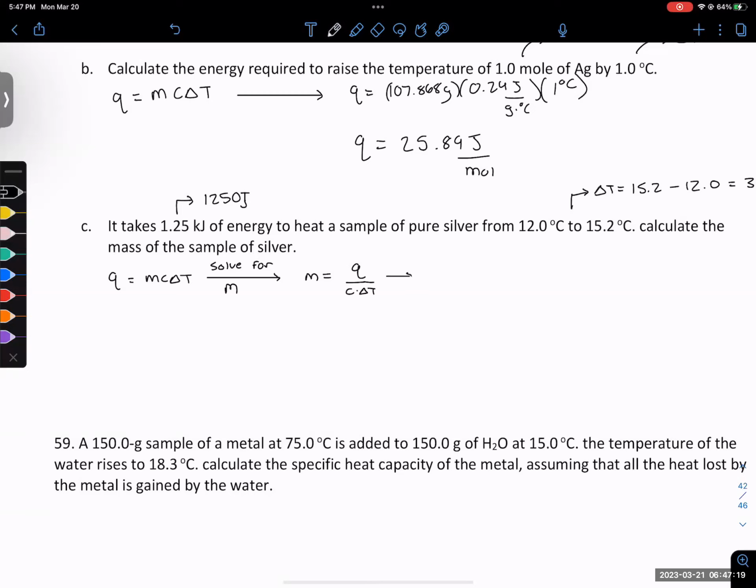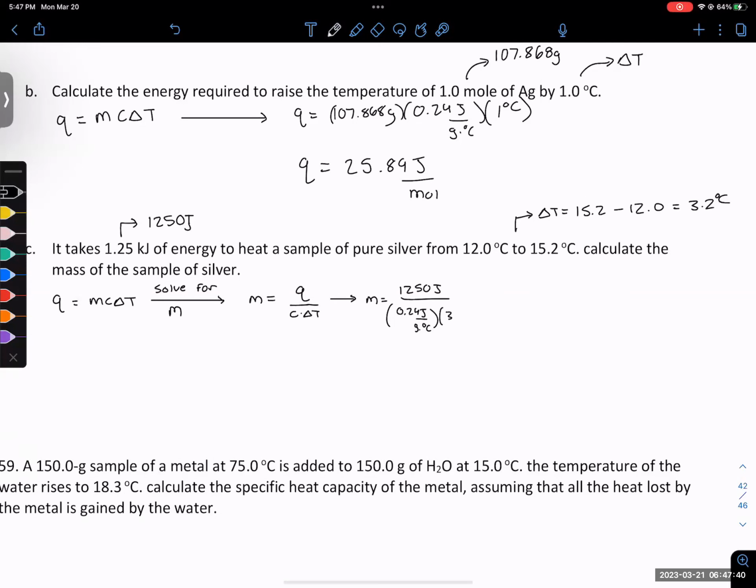If you plug everything you have into this equation, you should get M is equal to 1,250 joules divided by the specific heat, which we said is 0.24 joules per gram times degrees Celsius, and our change in temperature was 3.2 degrees Celsius. Putting this into our calculator, you should get 1627.6 grams of silver is our mass. Okay.